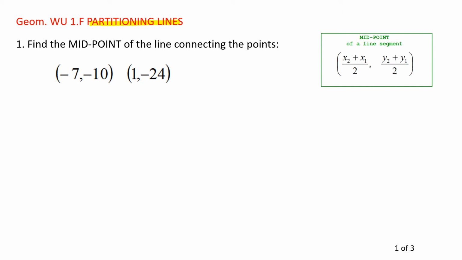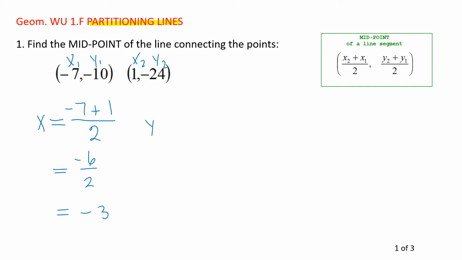The formula: this is x sub 1, y sub 1, x sub 2, y sub 2. For x, add the x's together and then divide by 2. It's like finding the average of x. Same thing for y. Add the y's together and divide by 2. It's plus a negative here, which is the same thing as minus, and you're dividing by 2.